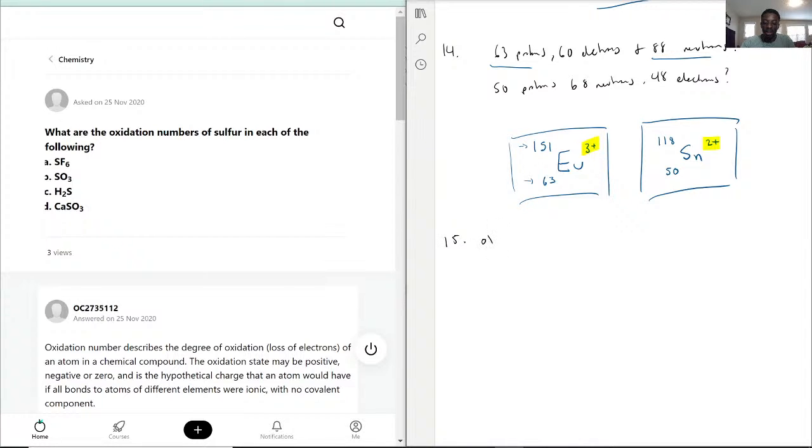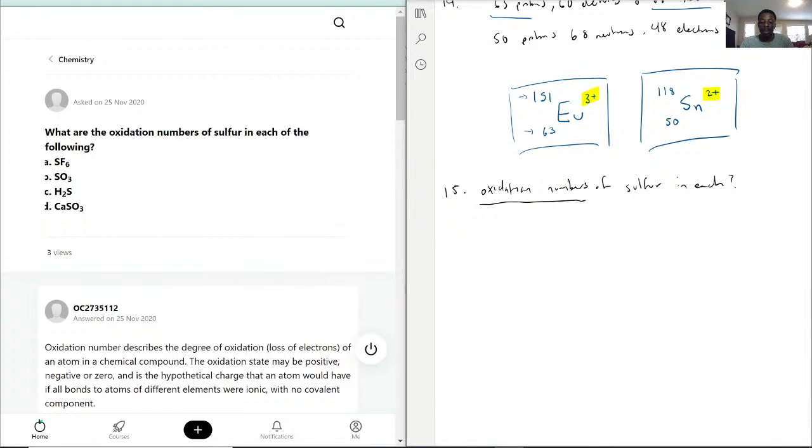What are the oxidation numbers of sulfur in each? So now this one is asking for the oxidation number, not the formal charge, okay? And the way we find oxidation number, there's actually a different set of guidelines and rules that we need to follow. Okay, so B is SO3, C is H2S, and D is CaSO3.